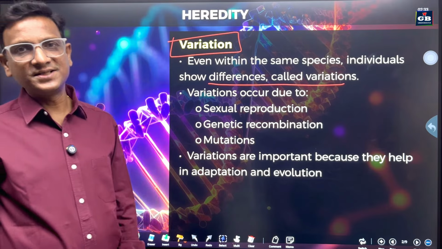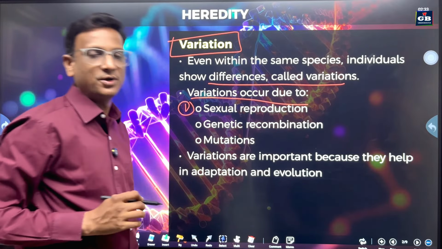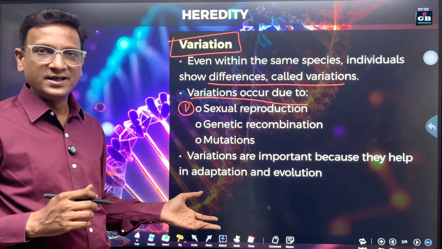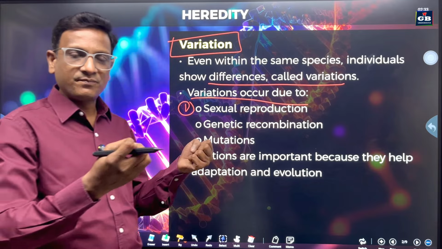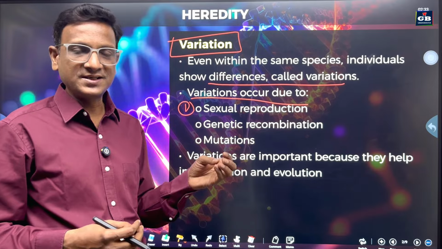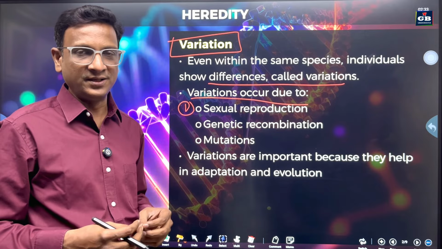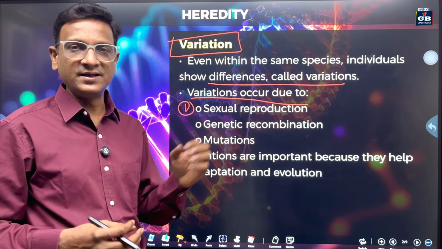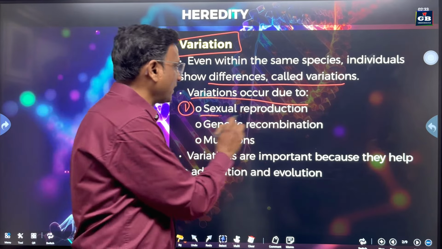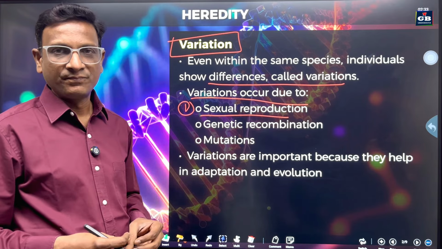So why do these variations occur? These variations occur because of, one, sexual reproduction. In sexual reproduction, as I told you in the previous slide, the inheritance of the traits takes place through the genes. The genes come from father and mother, both, not from a single parent. Both genes will come to the child. So in sexual reproduction, the baby gets the genes from father and mother.